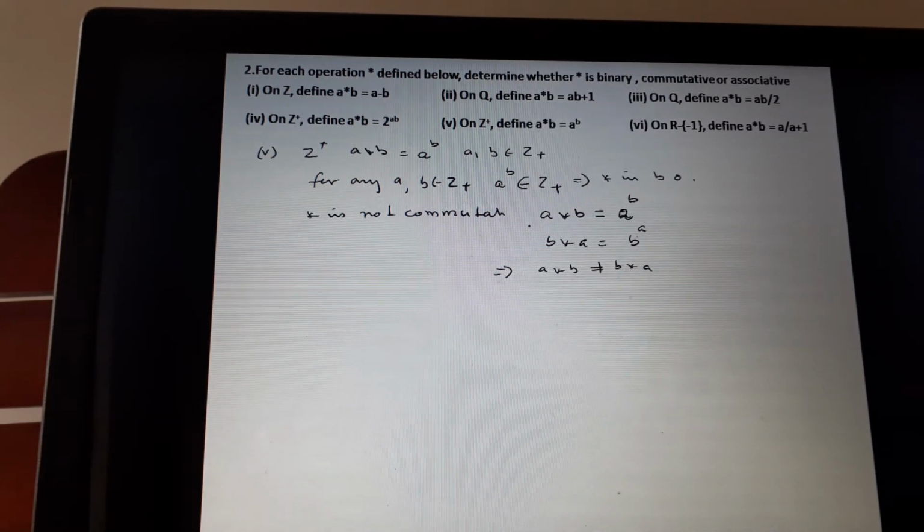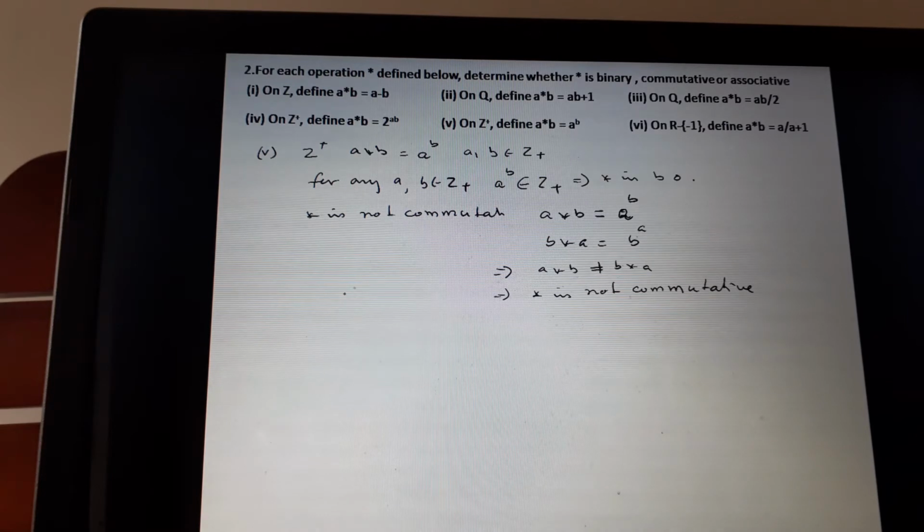Even you can take a specific example, say 2, 3: 2 power 3 is 8. Here it is 3, 2: 3 power 2 is 9. So they are not equal. So even a counter example can be given, but generally we can show it. So this implies star is not commutative. So this is the proof for the second part.